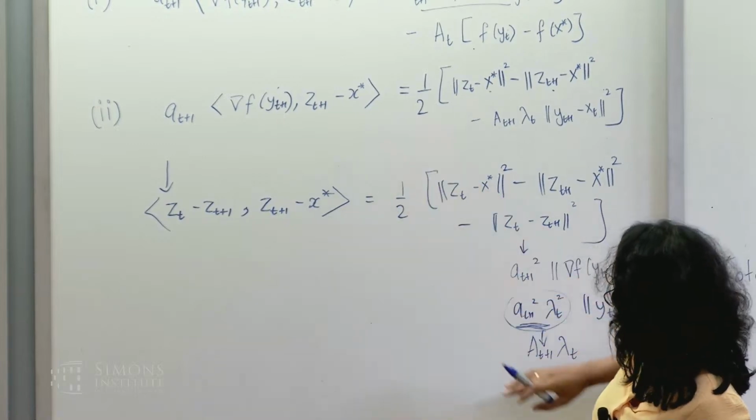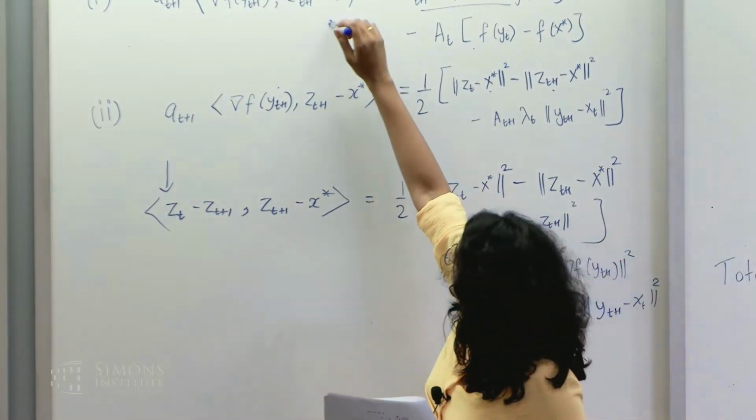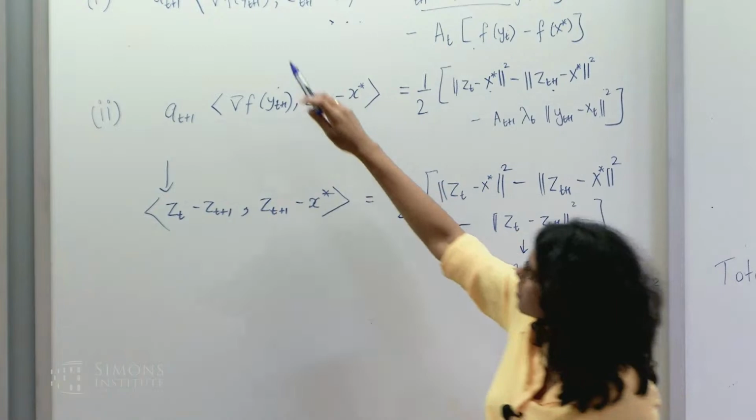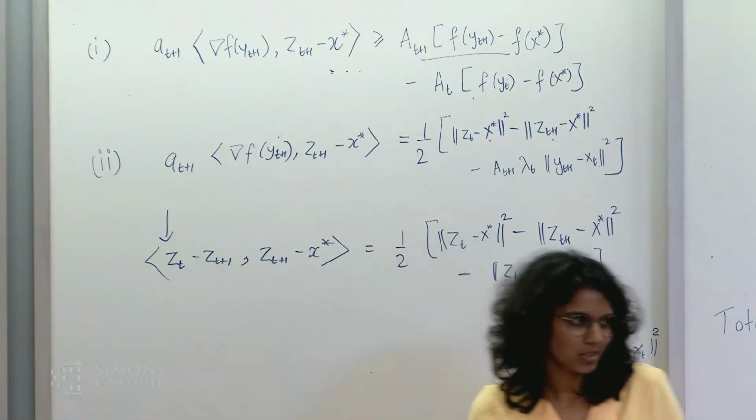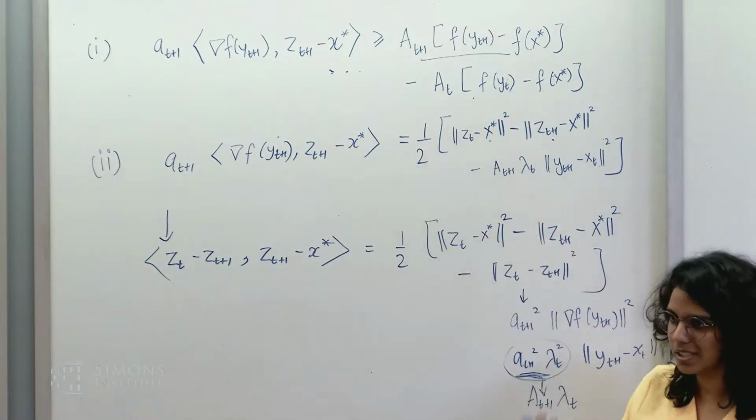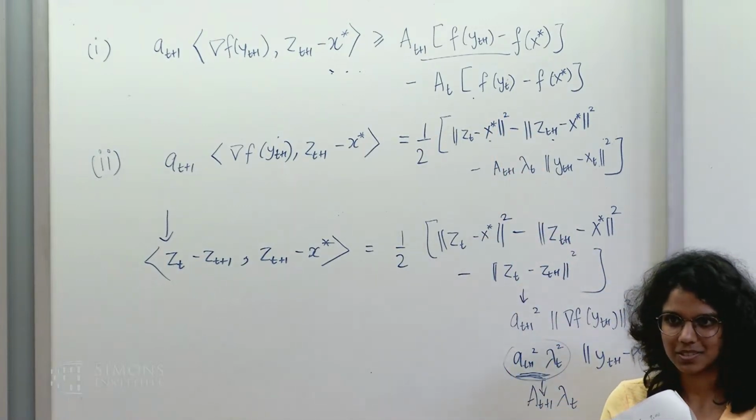So this part was easy to see. And for this, we just want to use that the function f is convex. You can do some splitting and this directly follows. That's an easy exercise to see.